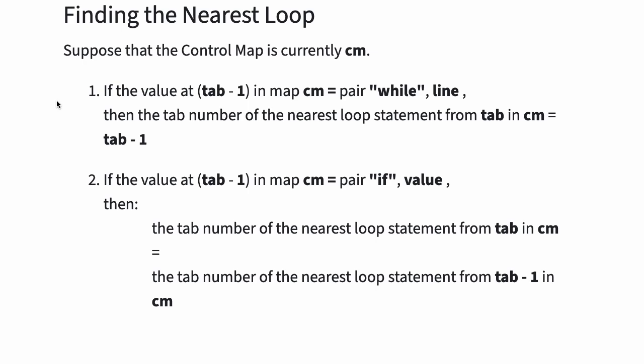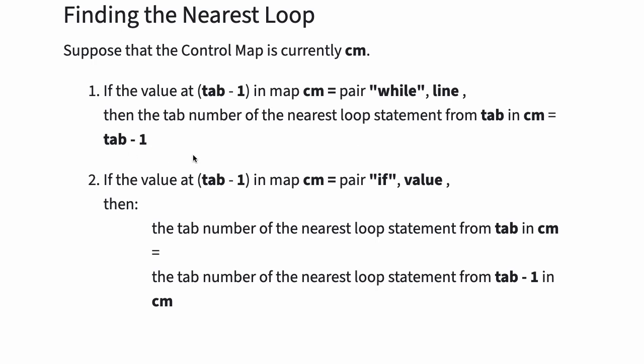Next, let's see how to find the nearest loop. Suppose that the control map is currently cm. Then if the value at tab minus 1 in map cm is equal to the pair while and line, then the tab number of the nearest loop statement from tab in cm is equal to tab minus 1.